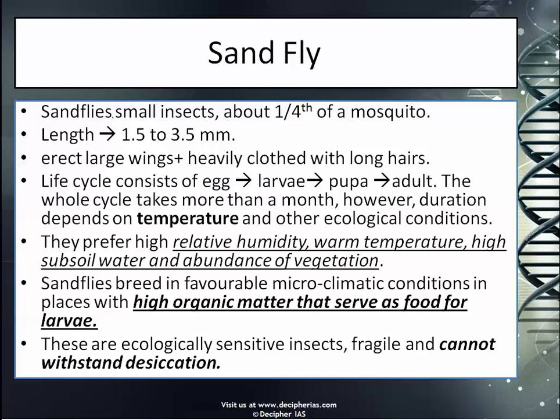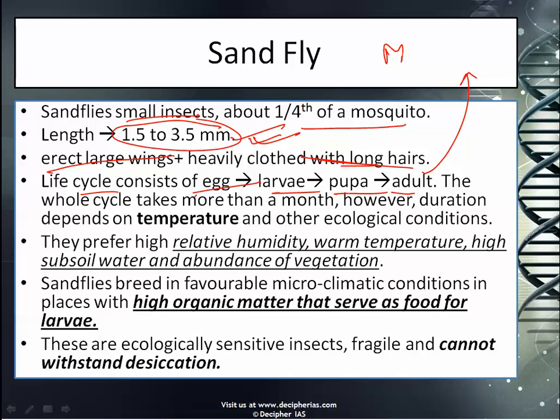Sandfly is a small insect. It is one fourth of the size of the mosquito. Its length is only 1.5 to 3.5 millimeter. Very small in size. So you can't even identify easily where it is. It has erect large wings and long hairs completely covering the body. Fine. So the life cycle consists of egg, larva, pupa, adult. Do you know what this is called? This is called metamorphosis.